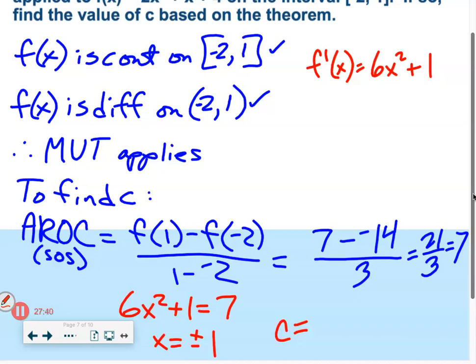Why, I don't know how to say that. Why can't 1 be one of the C's? Because it's at the end point. You have to be in the interior of the interval. That's the basis of the theorem. So the only one that is the answer is -1. You can have multiple C's, but they have to be in the interior of your interval. They can't be at the end point.